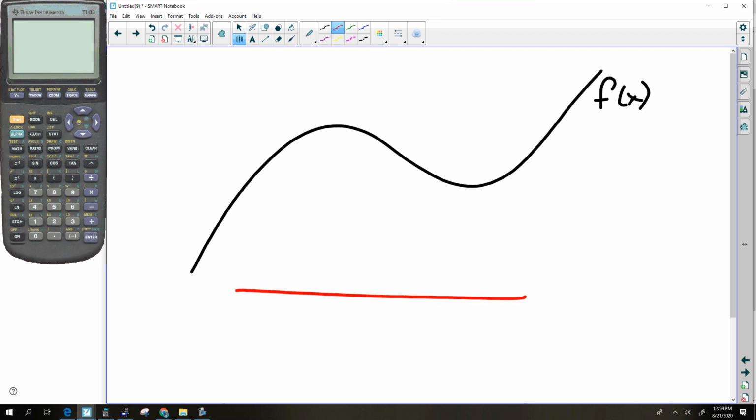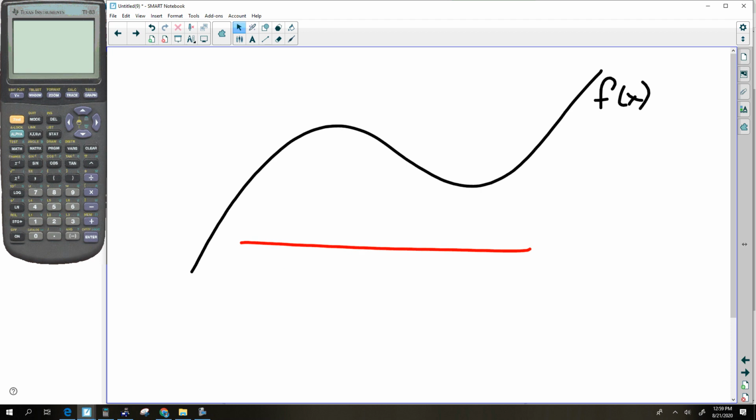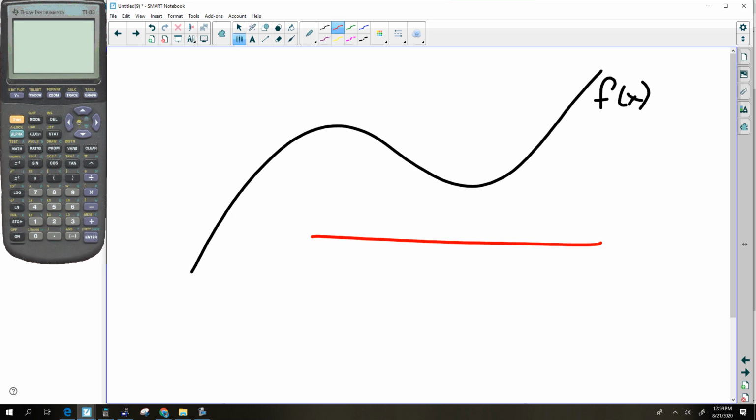Where is there a tangent to this graph that is physically horizontal? A slope. What is the slope of a horizontal line? The slope of a horizontal line is, say, y is equal to 4, or aka 0x plus 4. That's a horizontal line. So the slope of a horizontal line is 0.